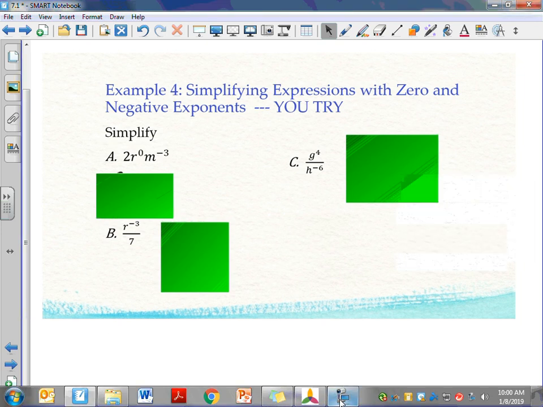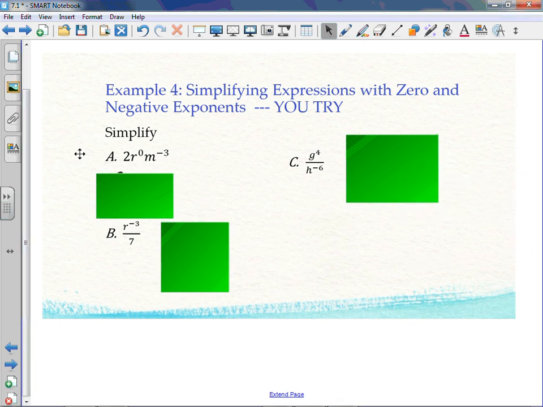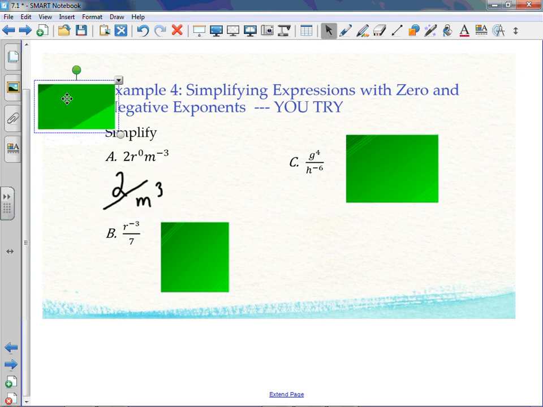All right, let's go through these. The 2 is going to stay. R to the 0 is 1, and the M, that -3 is going to flip to the bottom. So our answer is 2 over M to the 3rd.